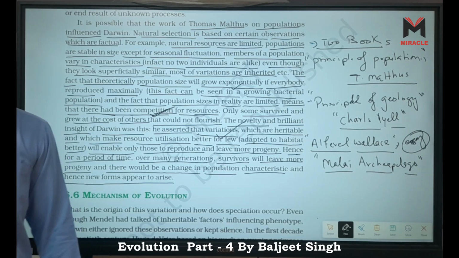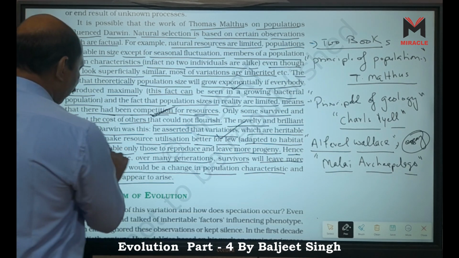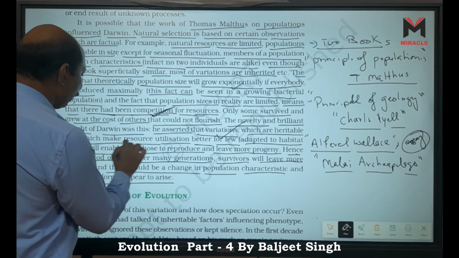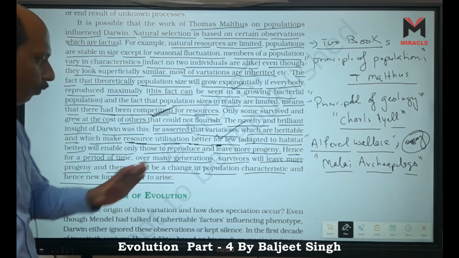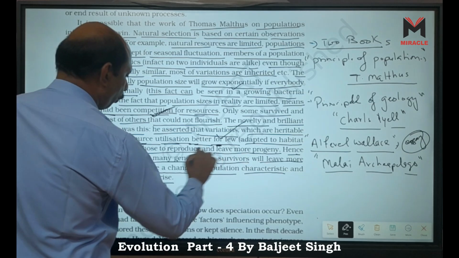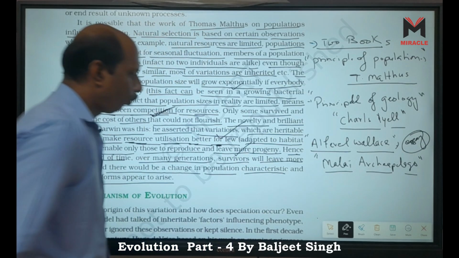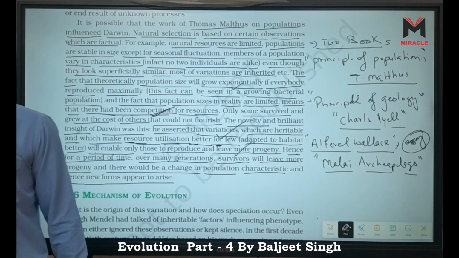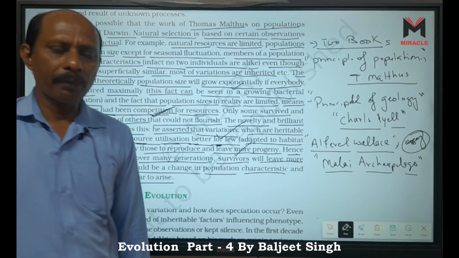Fourth one is natural selection. If they have variation, what happens? It will enable only those to reproduce and leave more progeny, which makes the resource utilization better for few, not for all. That means they are naturally selected, they are the fittest, selected by nature. That is called natural selection or survival of the fittest.